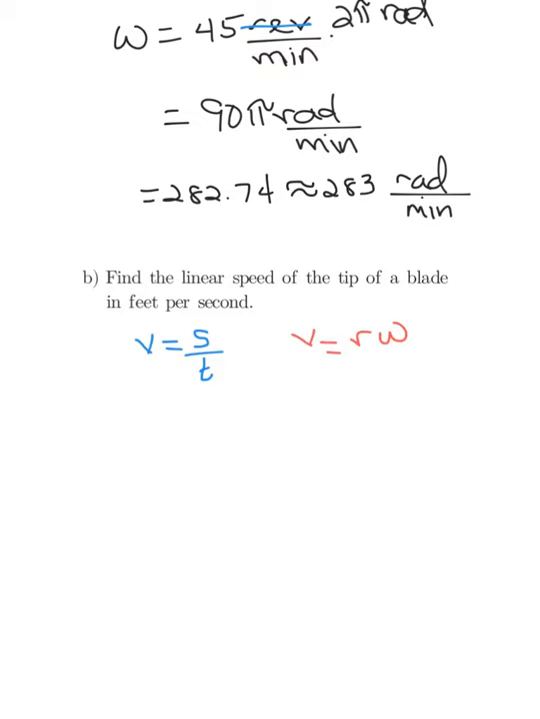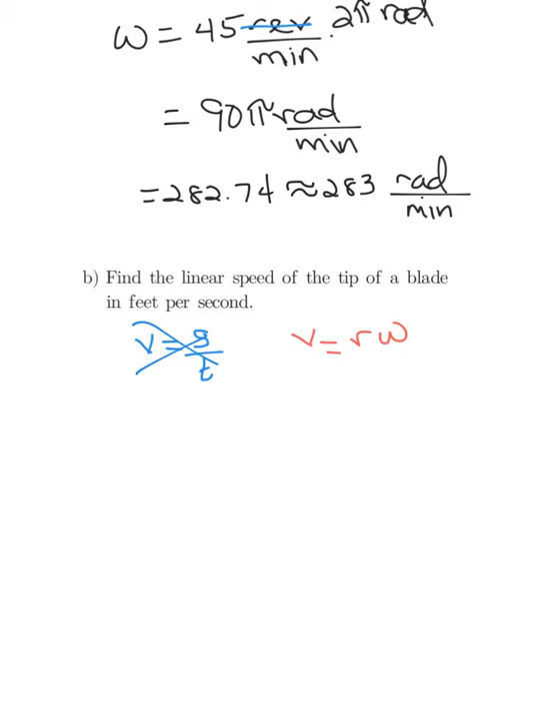In order to use V equals S over T, you must know something about arc length. Nowhere in the setup of our problem do they tell us anything about arc length. So this formula is out. If we look at V equals R omega, we need a radius. Well, we were told very specifically that the radius is 14 inches, and we just found omega in part A. So we are going to use the V equals R omega version of this formula.